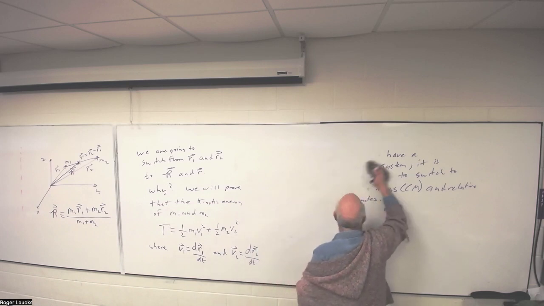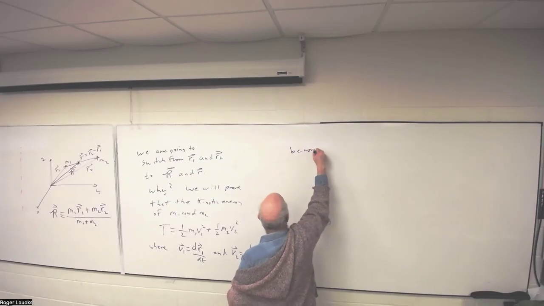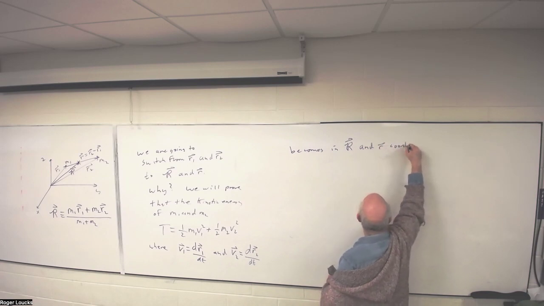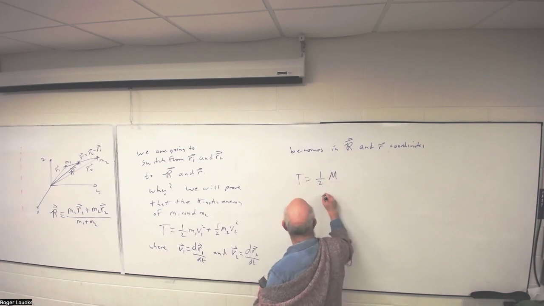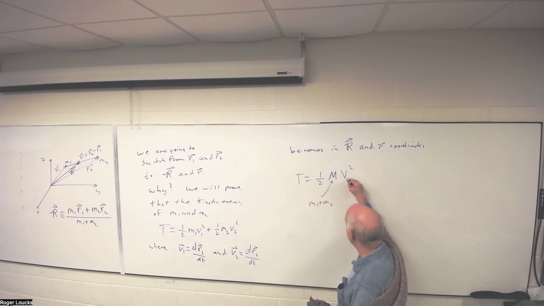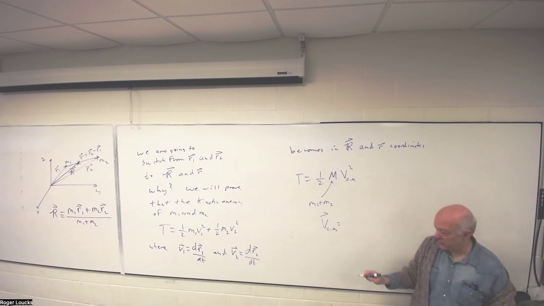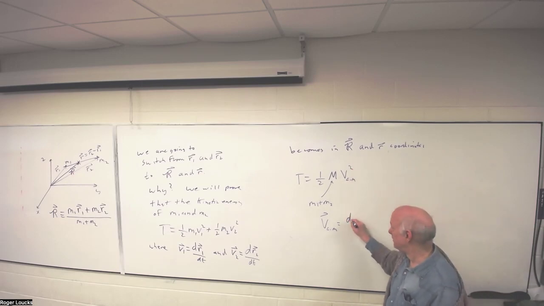That kinetic energy becomes one half the big M. What do you think the big mass is? It's just M1 plus M2. It's the total mass, times the velocity of the center of mass squared. Okay, how do you think we're going to define the velocity of the center of mass? Which R? Oh, the capital R. This is going to be dR/dt.